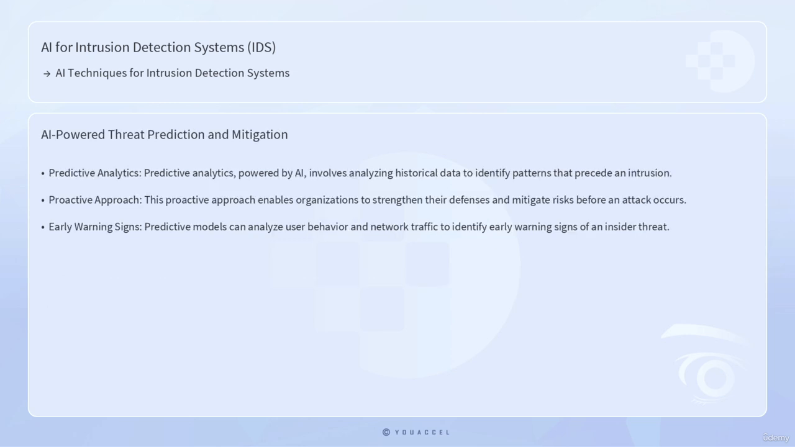In addition to detecting intrusions, AI techniques can also predict potential threats before they materialize. Predictive analytics, powered by AI, involves analyzing historical data to identify patterns that precede an intrusion. This proactive approach enables organizations to strengthen their defenses and mitigate risks before an attack occurs. For example, predictive models can analyze user behavior and network traffic to identify early warning signs of an insider threat, allowing security teams to take preemptive actions.